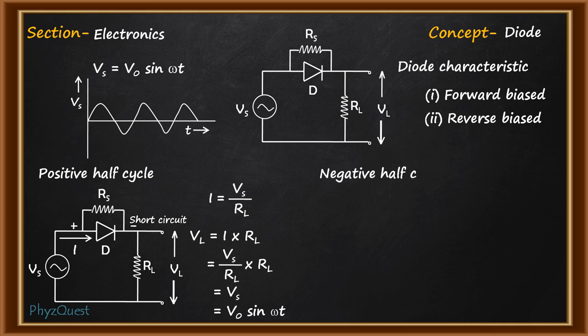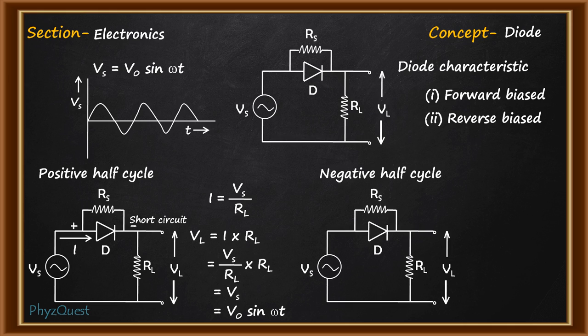Now let's talk about the negative half cycle. In the negative half cycle, the diode is reverse biased. When it is reverse biased, it will not conduct current, so it will act as an open circuit. That means current cannot flow through this diode. So current will flow through the parallelly connected resistance Rs and then go through the resistance RL. When we calculate, the current will be equal to Vs divided by Rs plus RL. This is by the voltage divider rule.